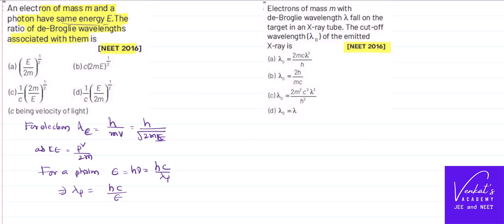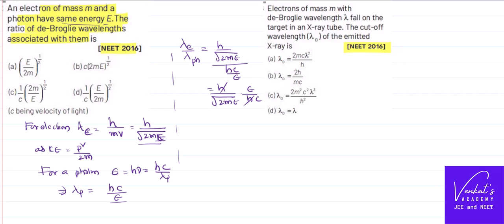Therefore, I can equate the energies and find the ratio of the wavelengths. So the ratio of wavelength of the electron to wavelength of the photon is, wavelength of the electron means h by square root of 2mE, divided by hc by E. So this is h by root 2mE and E by hc. H and h can be cancelled, and these energies are the same, therefore they can be cancelled further.